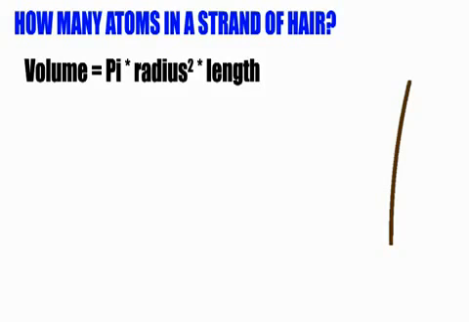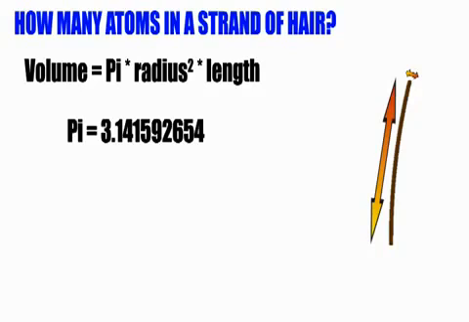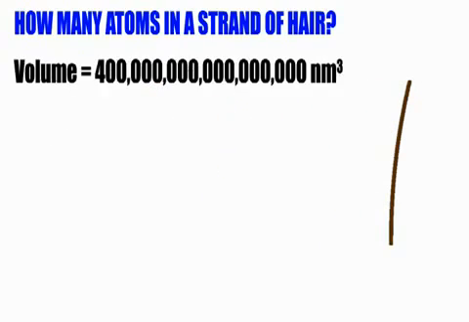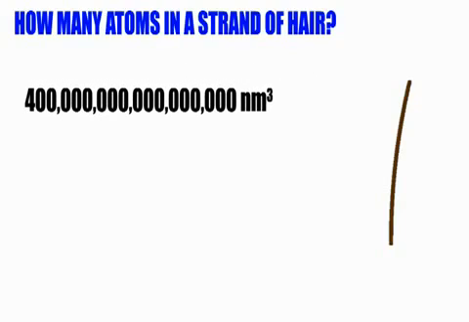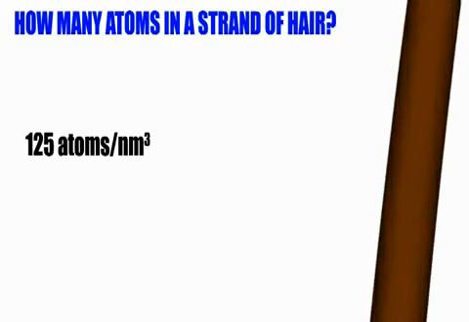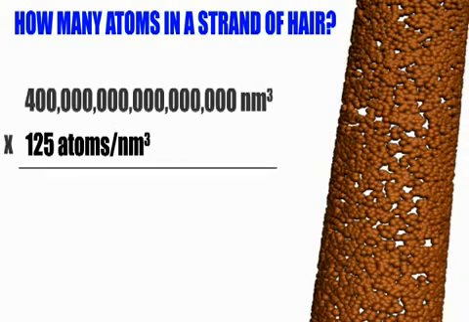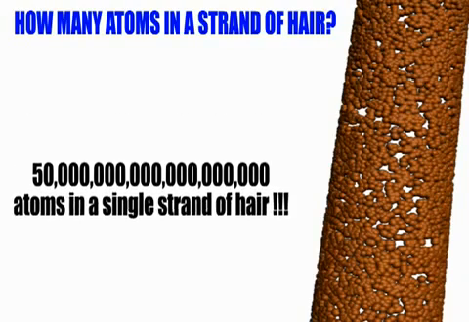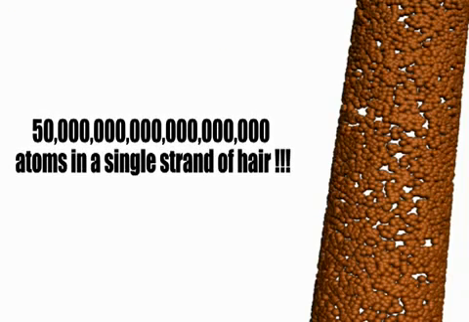First, we calculate the volume of hair in cubic nanometers. We get a huge number, 400,000 trillion or 400 quadrillion nanometers cubed. On average, there are 125 atoms in every cubic nanometer. So we multiply by this value to find the enormous number of atoms present in a single strand of hair. Therefore, the nanoscale is very real and very small.